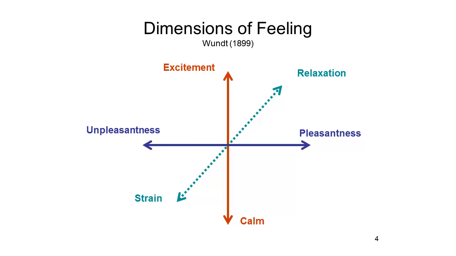And finally, a dimension of strain versus relaxation. You can seethe with anger or you can be just about to burst. Wundt's colleagues argued with him about excitement versus calm and strain versus relaxation, but everybody at the time agreed that pleasantness versus unpleasantness is the basic dimension of feeling, a distinction between positive and negative feeling states. And this, in turn, yields a basic one-dimensional, two-category scheme for classifying emotional experiences.